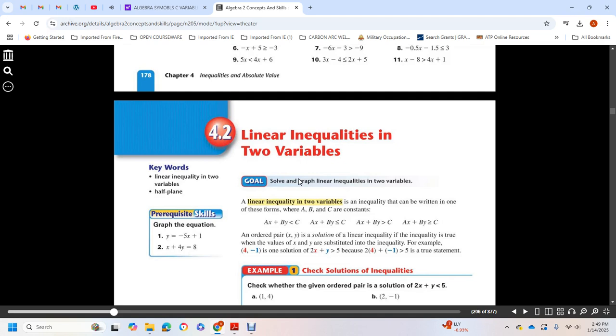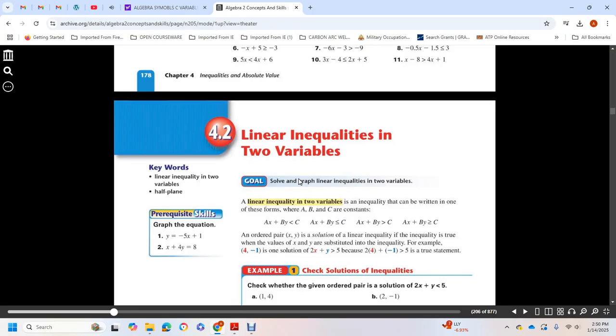Ax plus By is less than C. Ax plus By is less than or equal to C. Ax plus By is greater than C. Ax plus By is greater than or equal to C. An ordered pair (x, y) is a solution of a linear inequality if the inequality is true when the x and y values are substituted into the inequality.